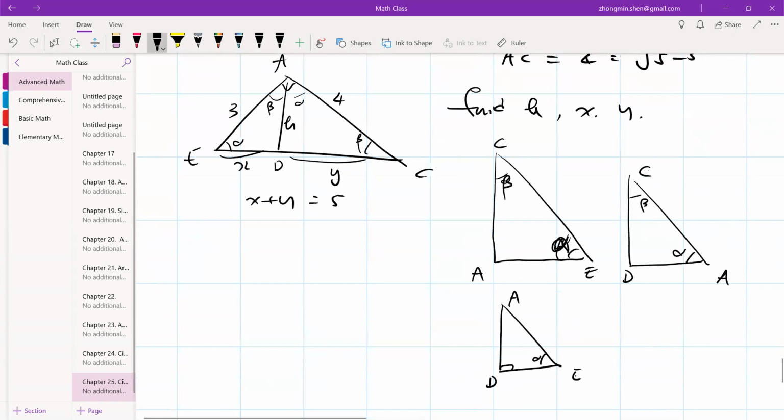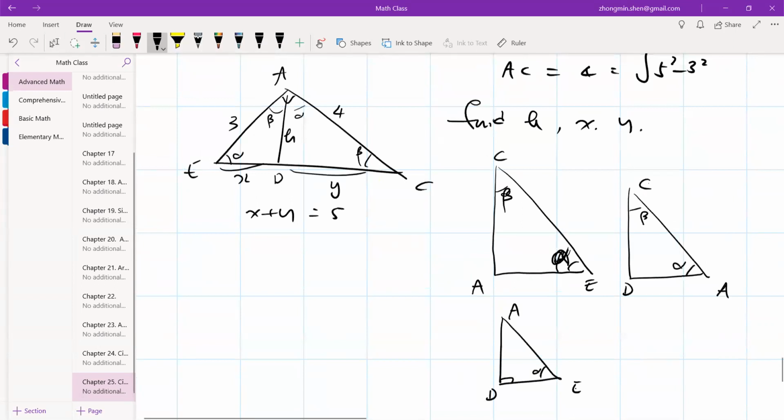All right, so let's write down what we have here. We have a 5. AC is 4, and a 3. And the other one, AD is X, AC is 4, DC is Y, AD is H. Then DE is X, that's 3, that's H.